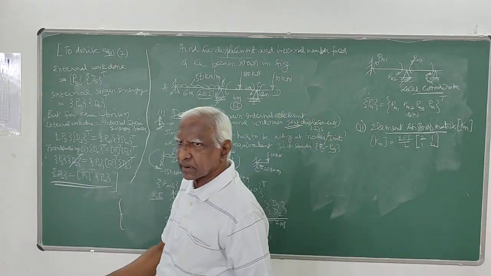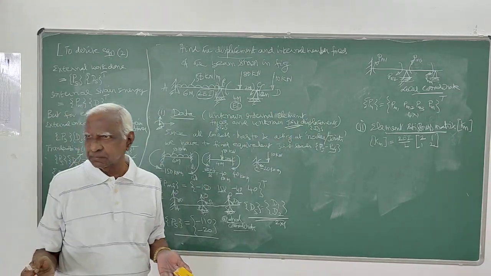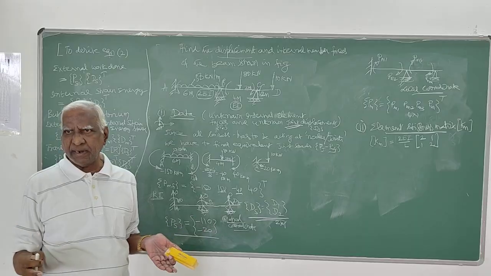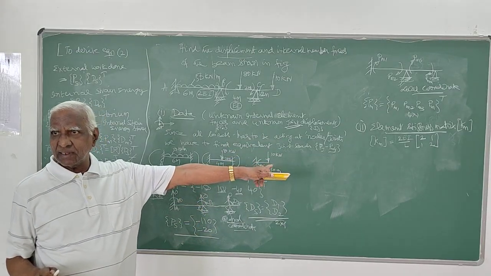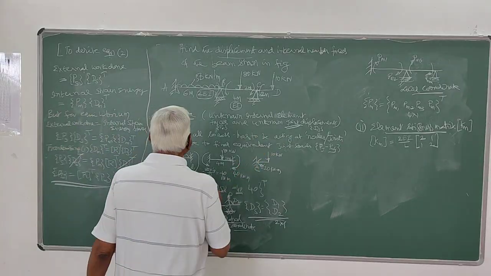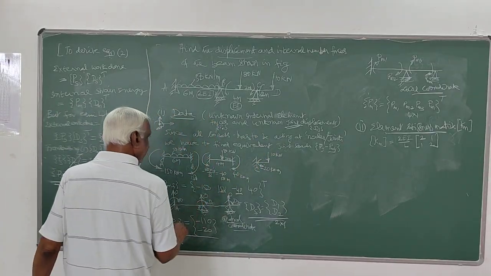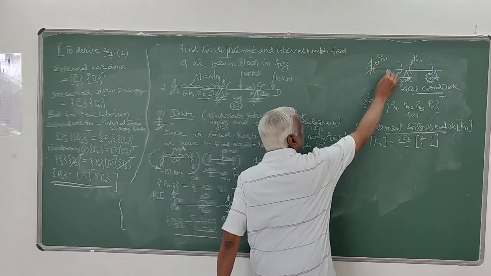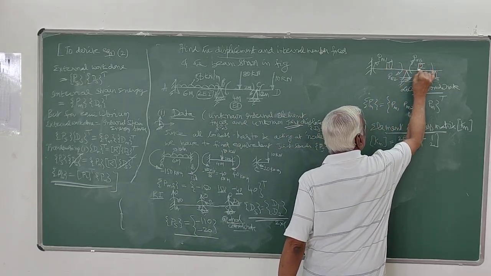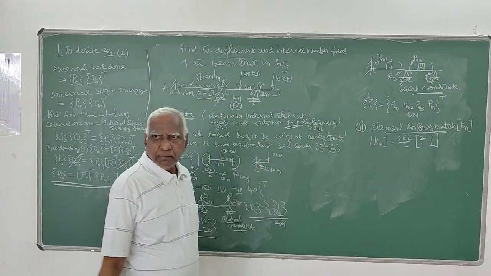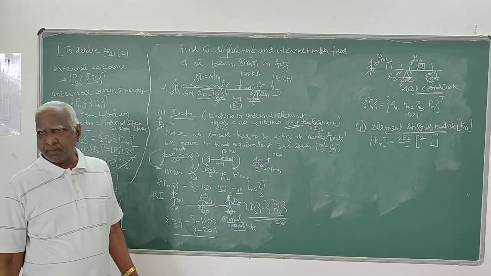Choosing the end moments as the unknowns, as the independent forces to be determined. By choosing that, this is the value. So now in this problem, you have two members, the first member and the second member. I will call AB the first member, BC the second member.